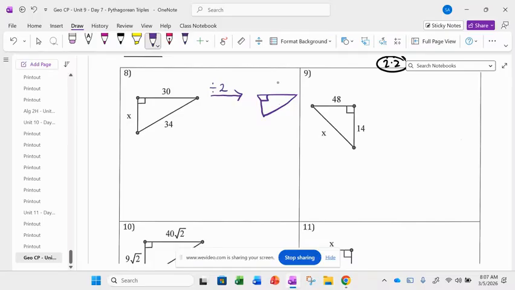30 divided by 2 is 15. 34 divided by 2 is 17. This is a triple. What is this triple? Something, 15, 17. 8, good. 8, 15, 17. But now this is not my answer because I divided by 2. To go back, what should I do? Multiply by 2. So what is x going to be? 16. All right, I want you guys to try number 9 on your own.